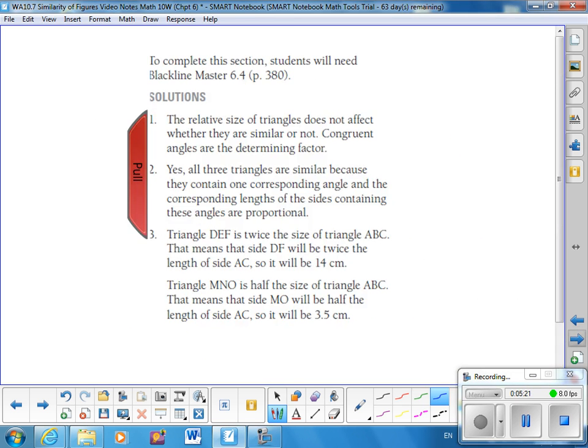Okay, there are the answers typed up for you if you need to see them a little easier.